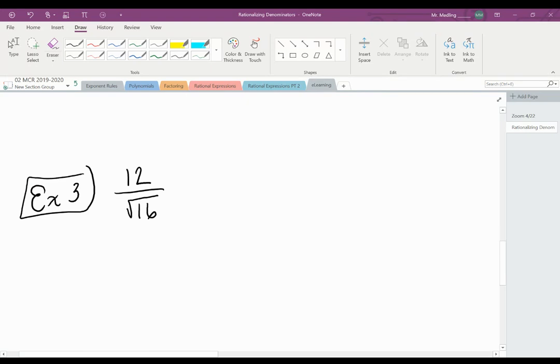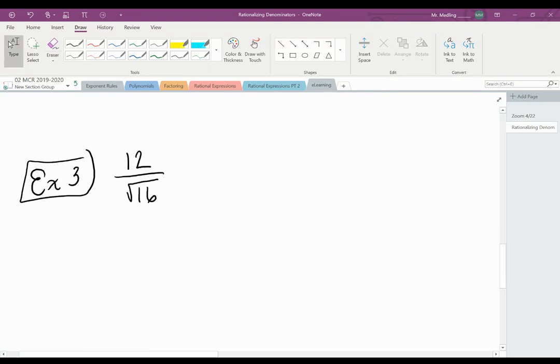Now, sometimes you get a question and it looks just like what we've been doing: we have a number over a radical. But if you look carefully, you should recognize the square root of 16. Oh, that's a perfect square. This really just says 12 over 4. Well, 12 divided by 4 is 3. Now, if you went through the process and said, okay, I'm going to multiply by the square root of 16 over the square root of 16, you could absolutely do that.